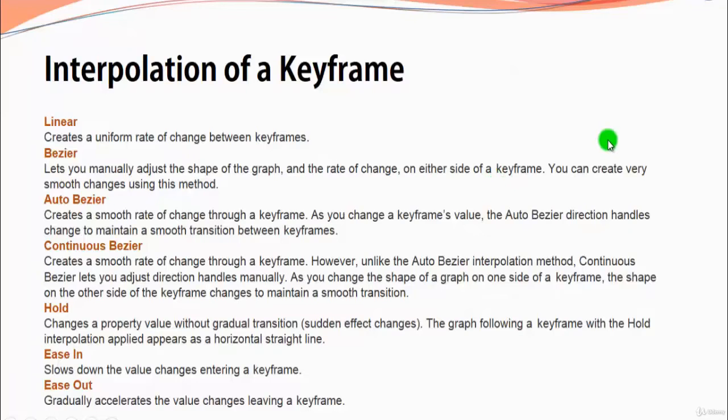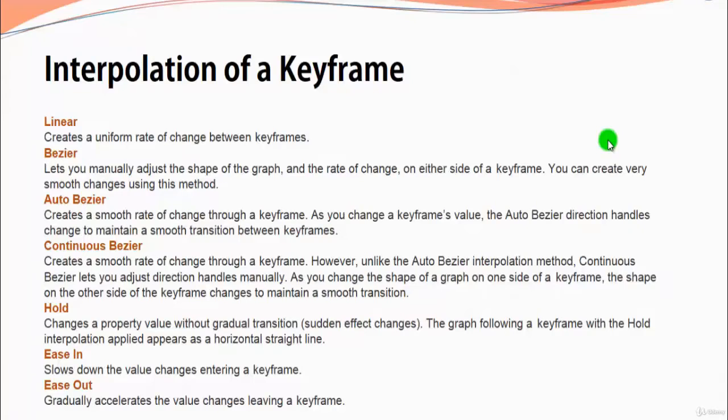So now we would be looking towards interpolation of a keyframe. It is basically the animation behavior of a keyframe. So there are different kinds of interpolation. One is linear, the other is Bezier, then it's auto Bezier, then it's continuous Bezier, then the next is hold, ease in, and ease out.